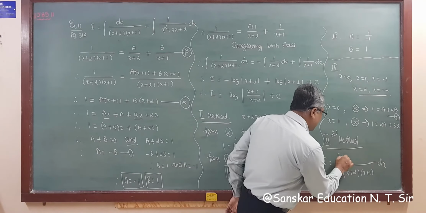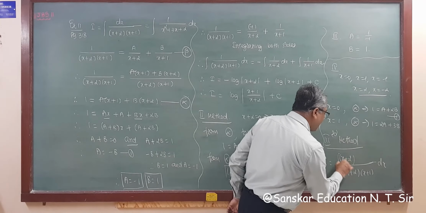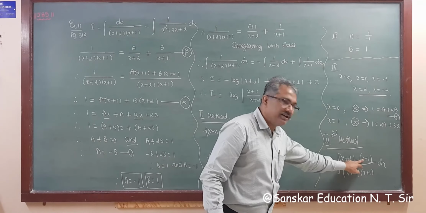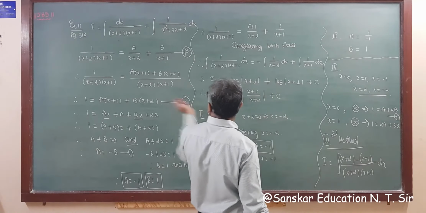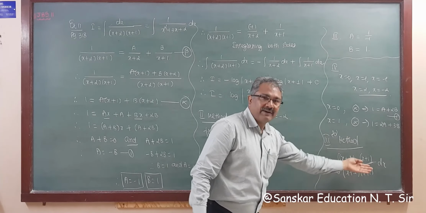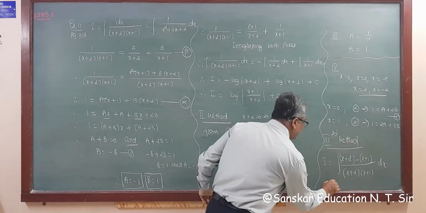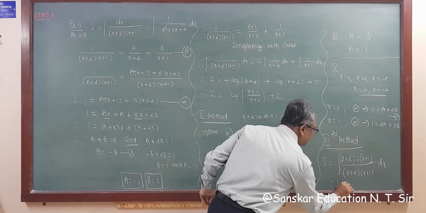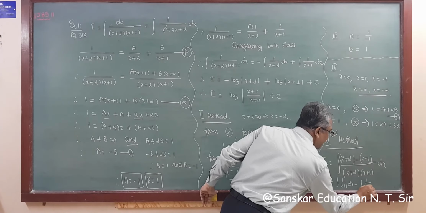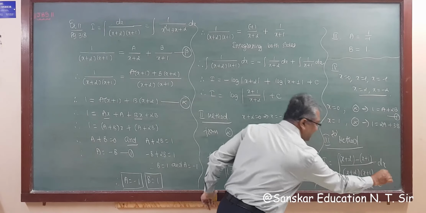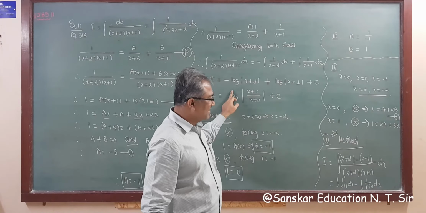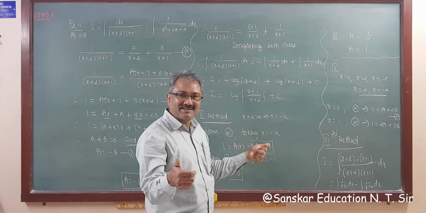So can I write it like this? x plus 2 minus x plus 1. So x will be cut, and 2 minus 1 is 1. So instead of 1, I am writing this. Now bifurcate, and you will get your answer. So what is your I? Integration of 1 upon x plus 1 dx minus integration of 1 upon x plus 2 dx, which is log mod x plus 1 minus log mod x plus 2. You will get your answer very easily.